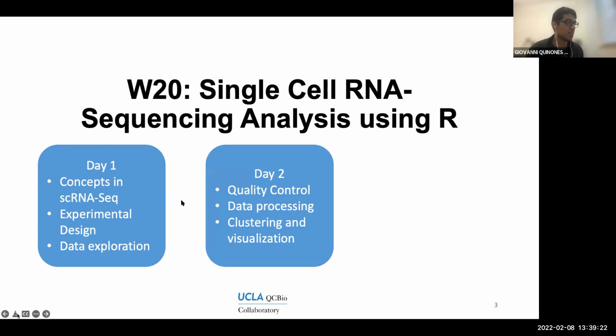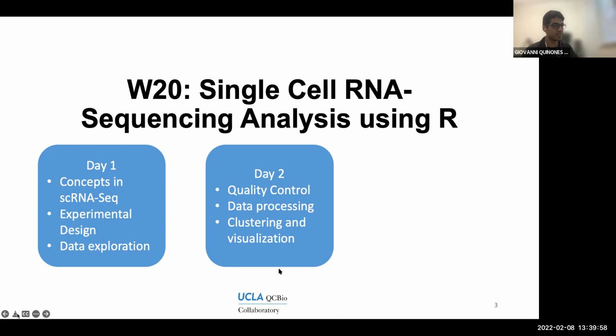On the second day, we're going to talk about quality control, data processing, clustering, and visualization of single-cell RNA sequencing data. The second day is going to be more hands-on, where each one of us is going to run the code in order to process the RNA sequencing data. We're going to make some plots. We're going to look at how the different cells cluster together, and we're going to explore what we can learn based on this analysis.